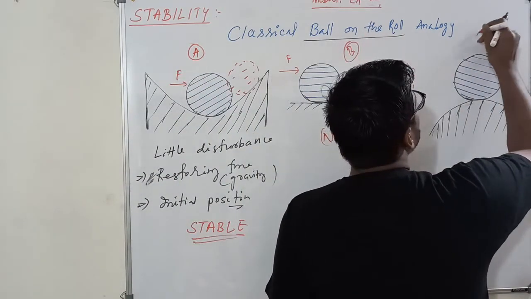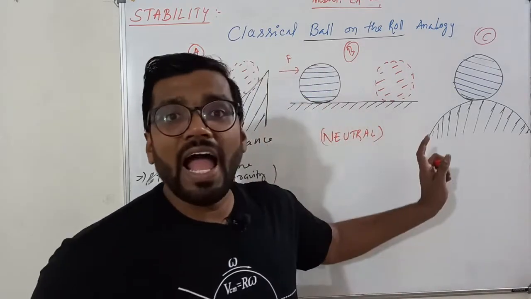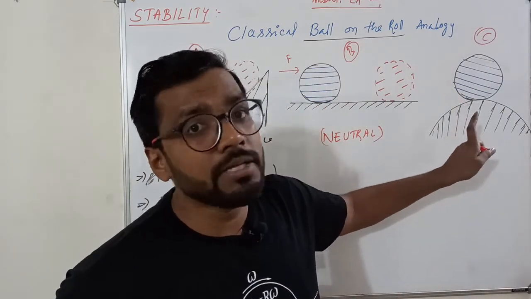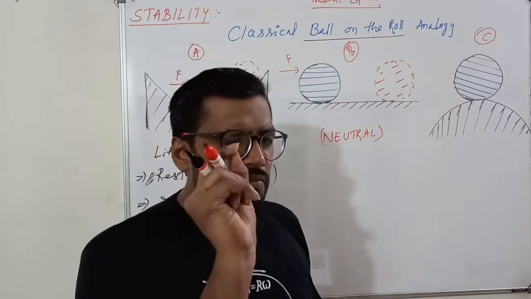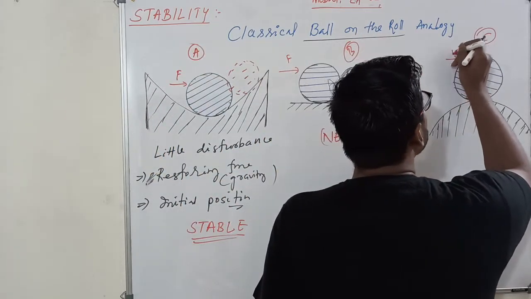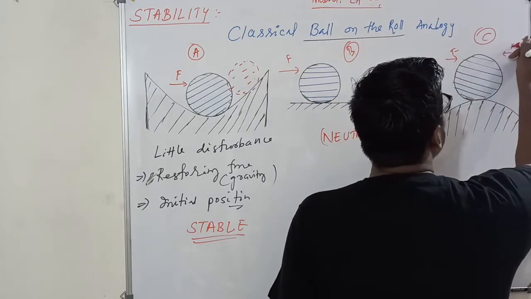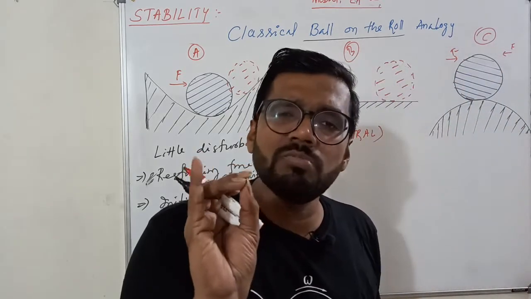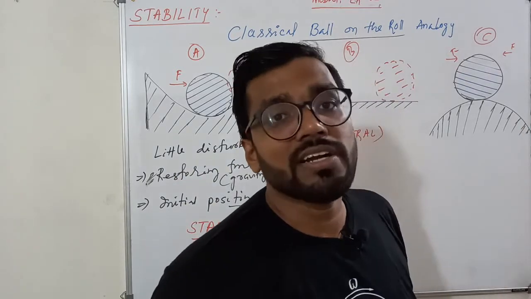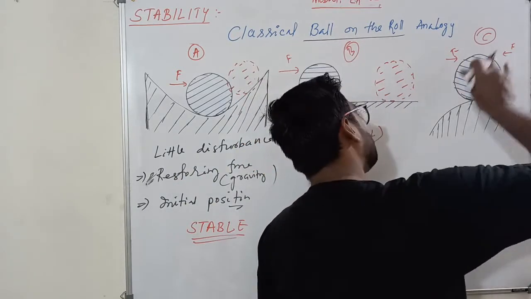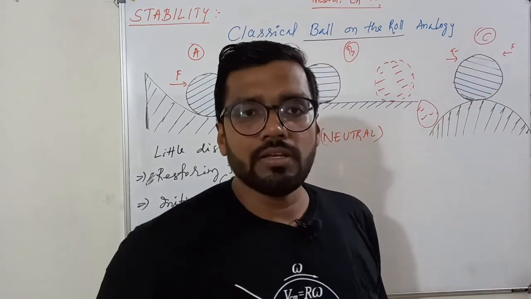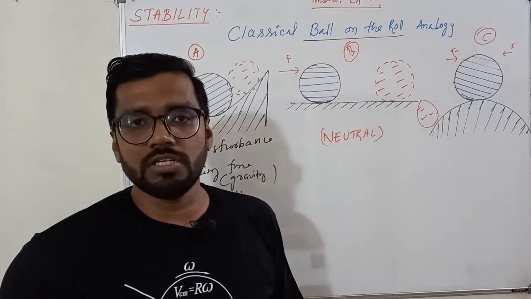Now this is B. Coming to the third case, that is C. As of now, this ball looks stable. But if I give a very minute, very small disturbance from either side, what will happen? It will never come back to its original position. Rather, it will move far away. It will diverge, come somewhere here, and that's it. Gone. It is not going to come to its original position anymore.